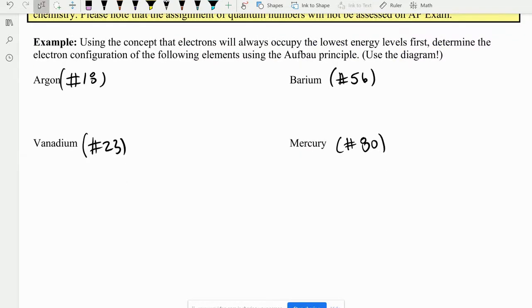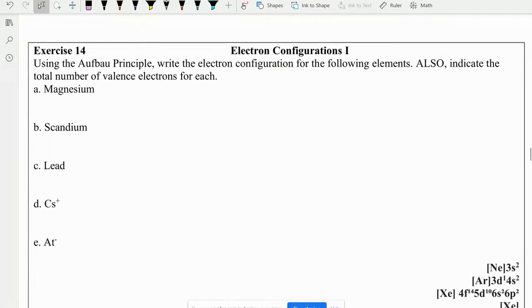Okay, let's do a couple of examples. I put the element number next to each one. So I have argon, vanadium, barium, and mercury. I will do one quick review with argon, and then I will show you how to shorthand. And then I'm going to ask that you please do exercise 14 on your own.